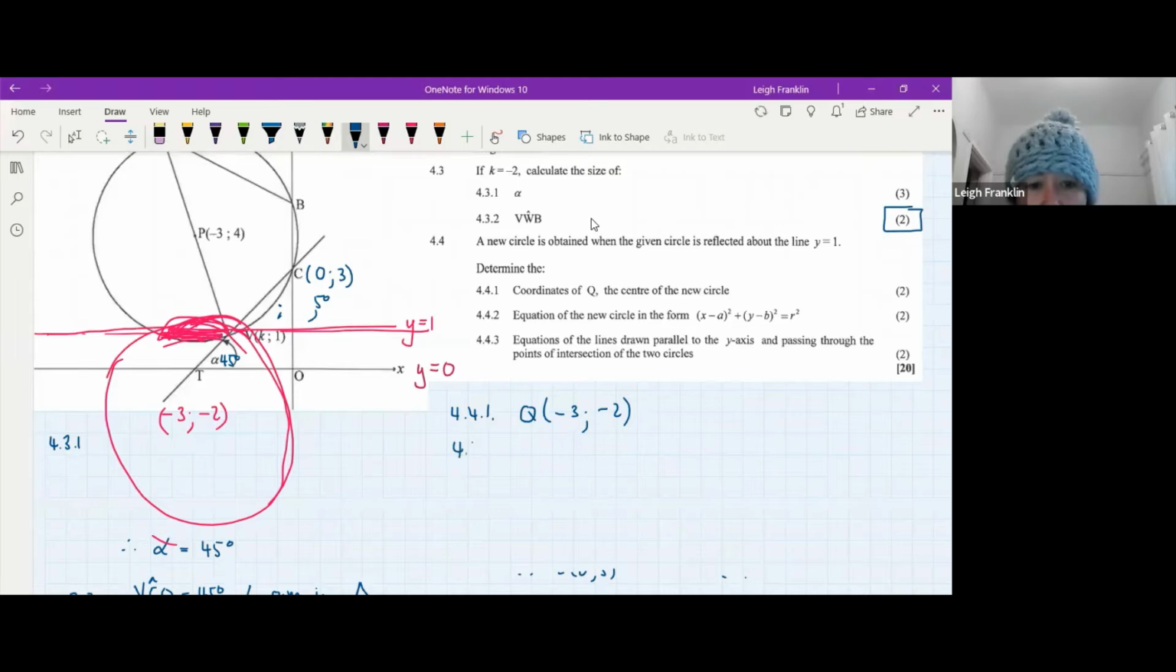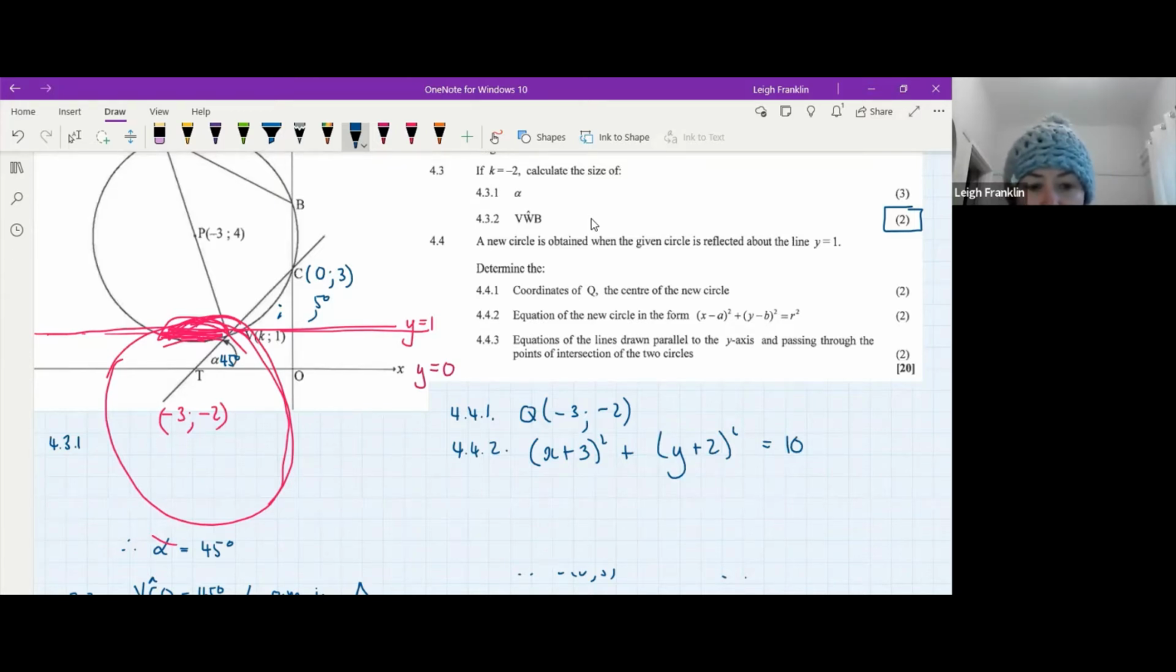Question 4.4.2. Now they want the equation of the new circle in the form (x - a)² + (y - b)² = r². So now as soon as we know what the coordinates are at the center, it's become easy. Of course, we haven't changed the size of the circle, so r squared is still going to be 10. So this is going to be the circle (x + 3)² + (y + 2)² = 10, like so. Okay, so that will be that for 2 marks.